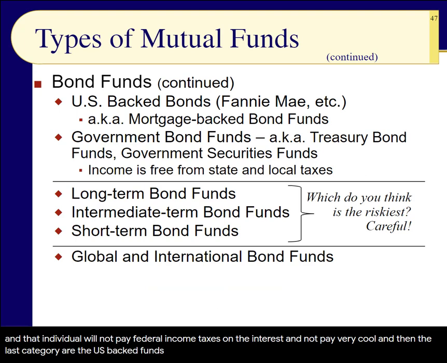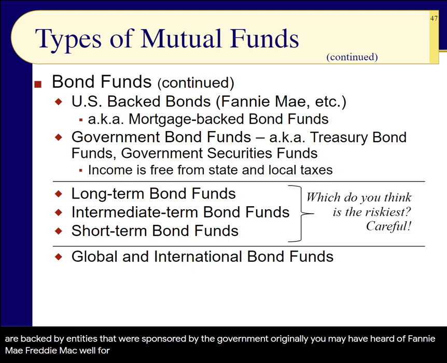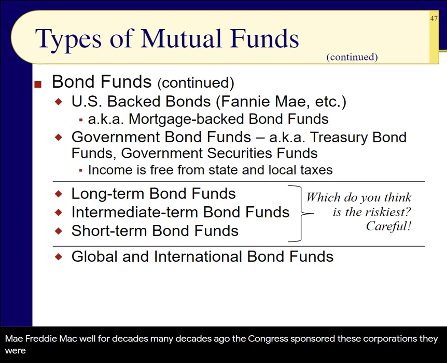And then the last category are the U.S. backed funds, and the actual government issued bond funds. The US backed funds are backed by entities that were sponsored by the government originally. You may have heard of Fannie Mae, Freddie Mac. Well, many decades ago, the Congress sponsored these corporations. They were private corporations, and the government said they're on their own, folks. They're an individual company, and you could invest in them.